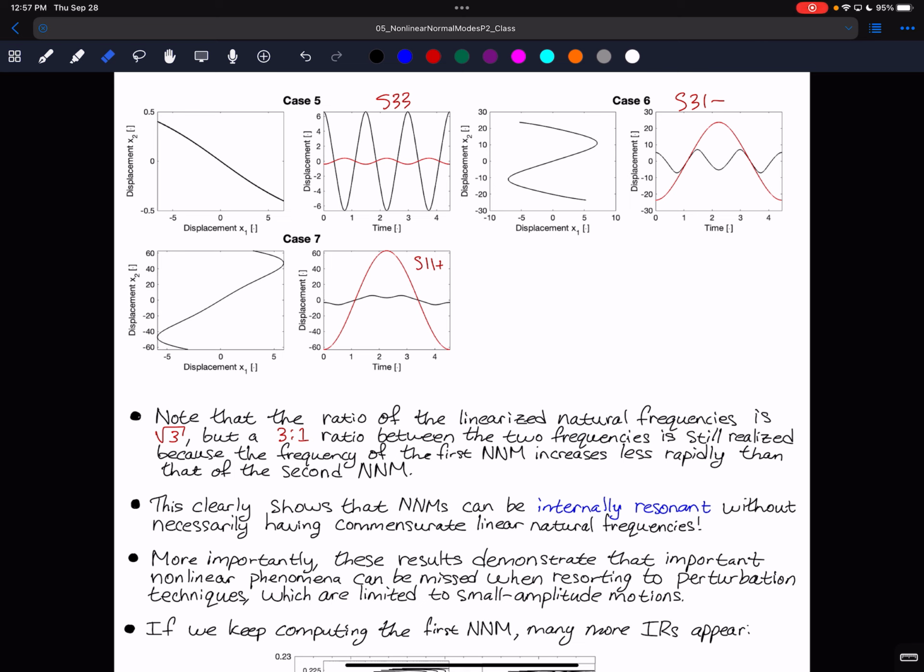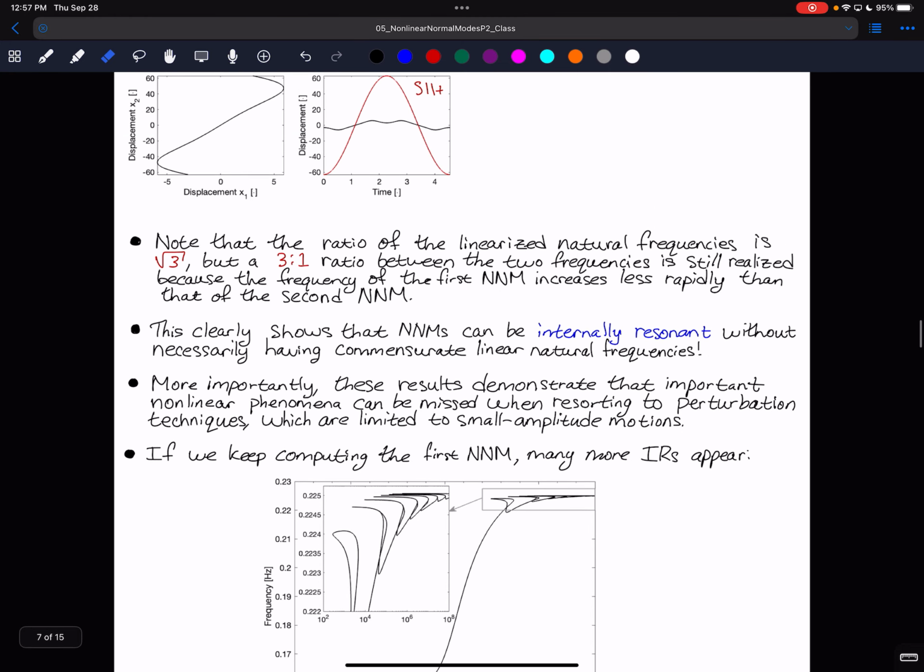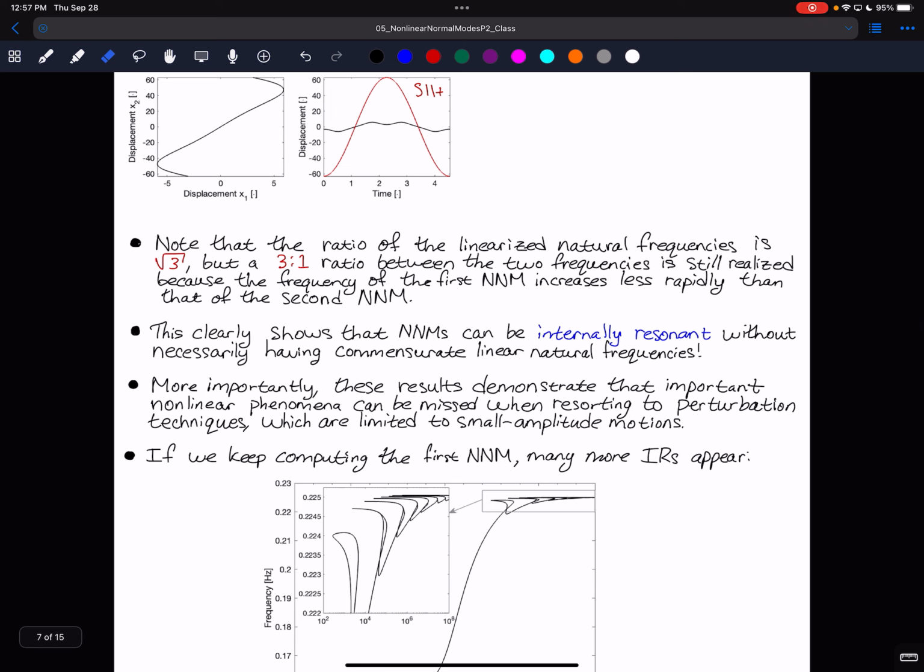Now, if you're trying to design a system to have an internal resonance at a particular ratio, you do need to be aware of what their linearized frequencies are. All right, and so more importantly, these results demonstrate that this important nonlinear phenomenon can be missed when resorting to perturbation techniques like method of multiple scales, averaging, etc., which are only limited to these small amplitude motions.